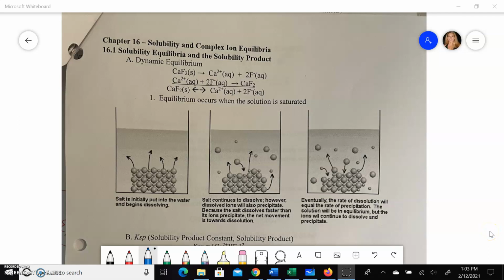A lot of Chapter 16 is not covered in the AP exam, so we're just going to spend time working on the parts that are covered on the AP exam. And the first part has to do with dissolving salts.